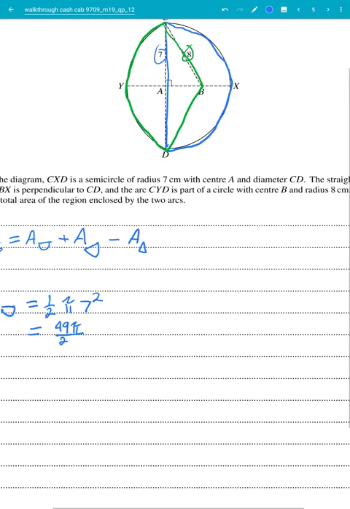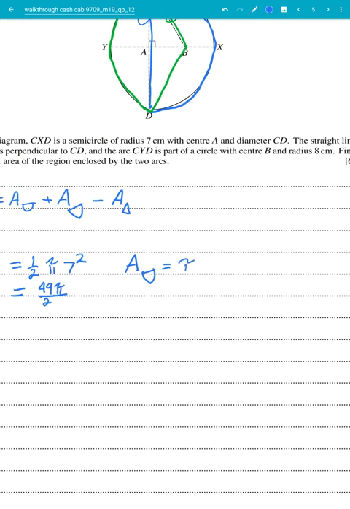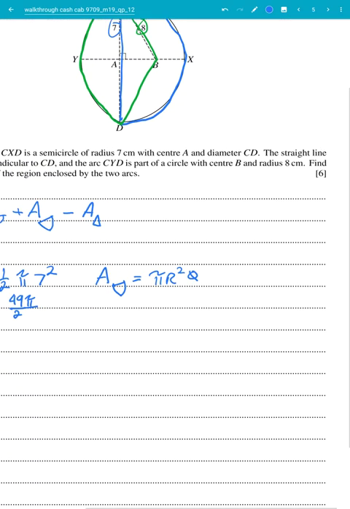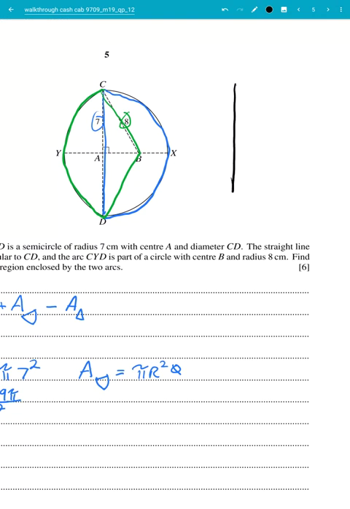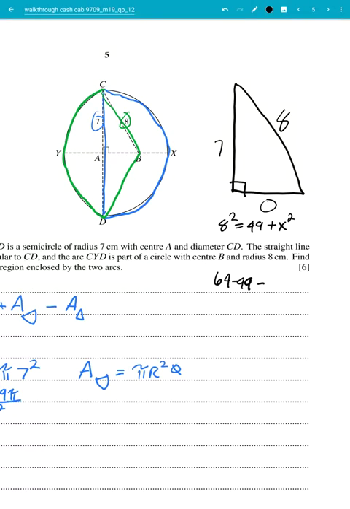Then you have area of the sector, which is 1/2 r squared theta. Well, we know r, but we don't know theta. Theta is some unknown. So we have to figure out what theta is. So we have this triangle that's 7, 8, and we just have to figure out what this is for the base. So that's going to be 8 squared is 49 plus x squared. Nope, not the square root. So it's 64 minus 49 equaling x squared.